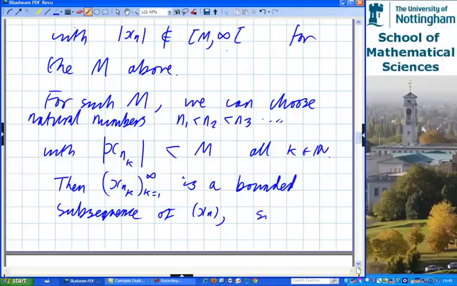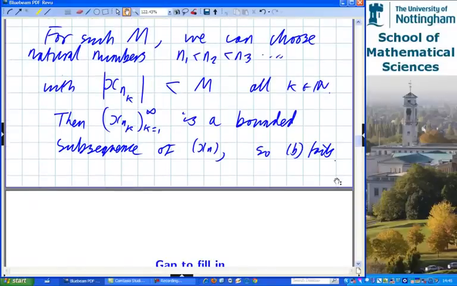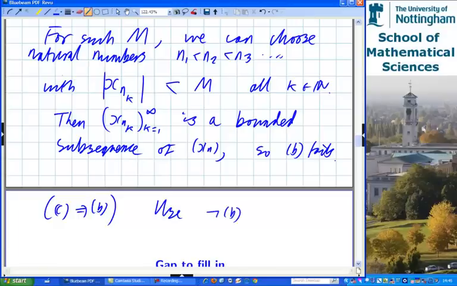Let's try it again. So that was not A implies not B. Now, there's only one left. We wanted C implies B. And I've changed my mind. I'm going to do not B implies not C. I think that's easier.